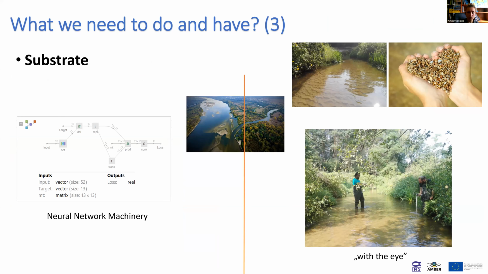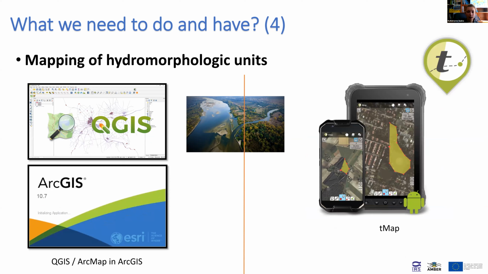When it comes to the substrate, on large rivers, we put our data into neural network machinery, and then we can export the distribution of substrate in each unit. On small rivers, and of course on shallow places on large rivers, we can recognize and determine the kind of substrate when we take the measures of depths and velocities. When it comes to the mapping of habitats, on large rivers, we map it in the office, and we use QuantumGIS or ArcGIS software. On small rivers, we map the hydromorphologic units in the field using the TMAP application on our phones or tablets.